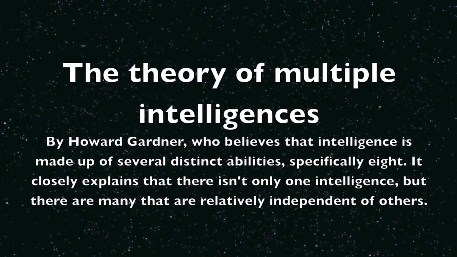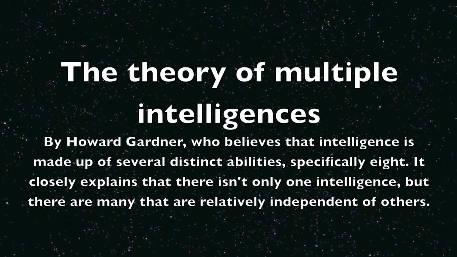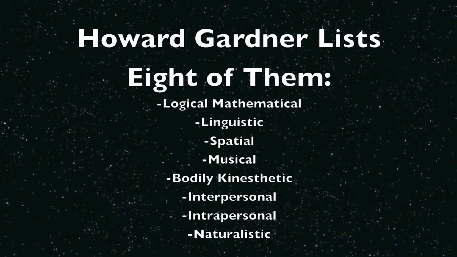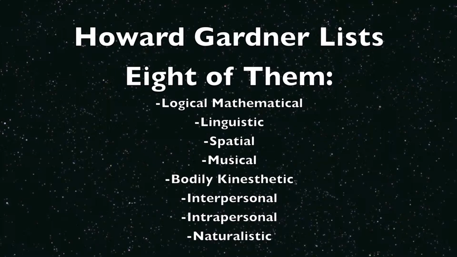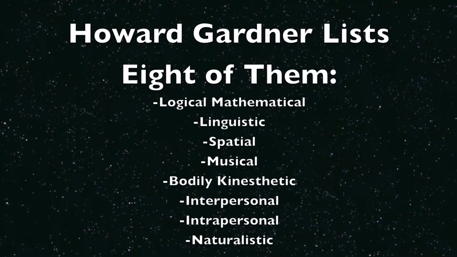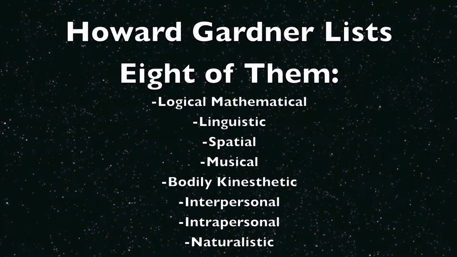The theory closely explains that there isn't one intelligence, but there are many that are relatively independent of others. Howard Gardner lists 8 of them: logical mathematical, linguistic, spatial, musical, bodily kinesthetic, interpersonal, intrapersonal, and naturalistic.